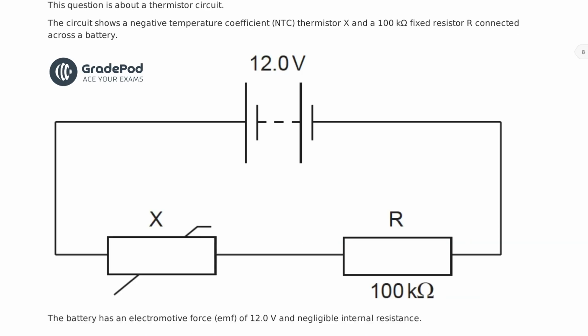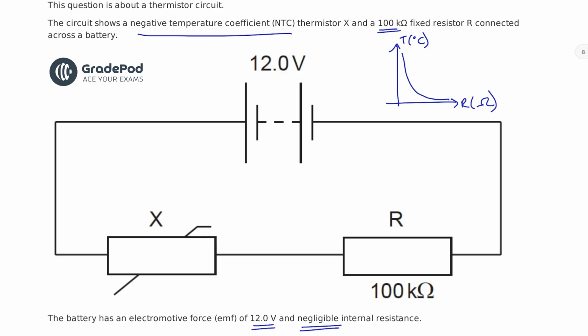This question is about a thermistor circuit. The circuit shows a negative temperature coefficient thermistor. So remember, we always do this when we see that. And a 1000 kiloohm fixed resistor connected across a battery. The battery has an electromotive force of 12 volts and has a negligible internal resistance. Define electromotive force. We've already done that, folks. You can see that's come up twice already, so definitely something you want to learn.